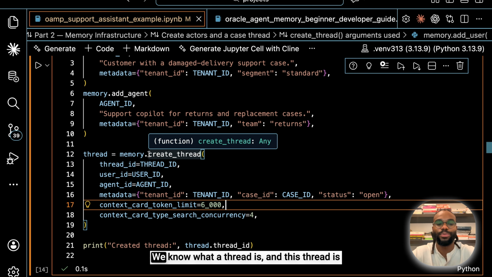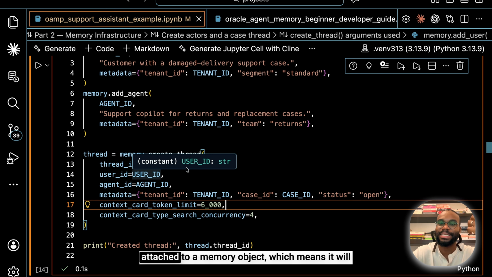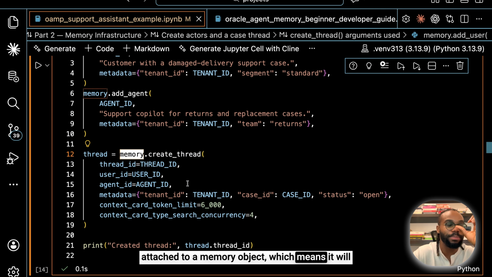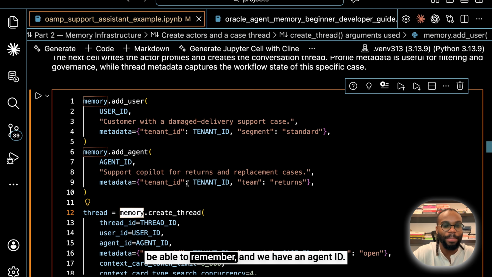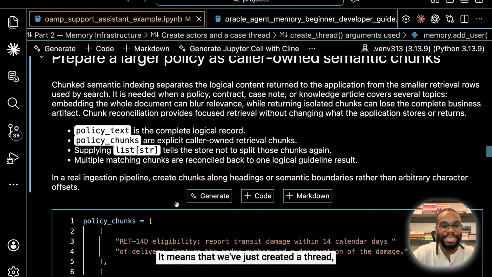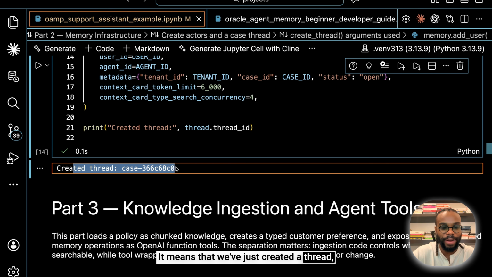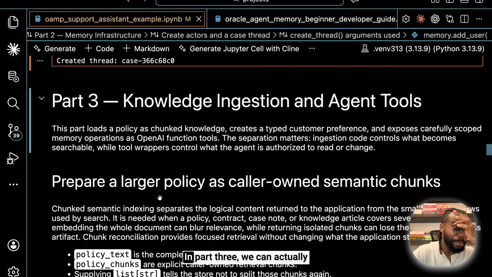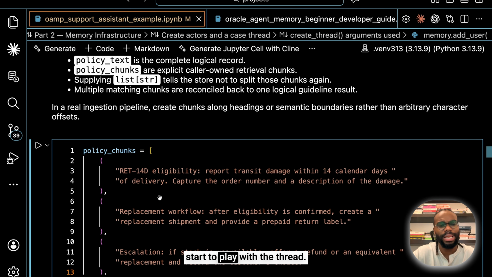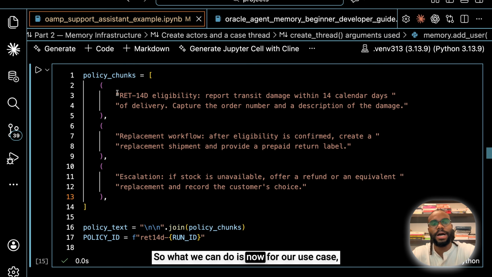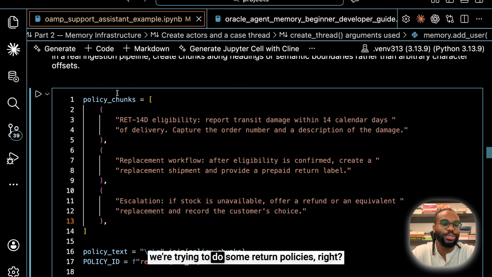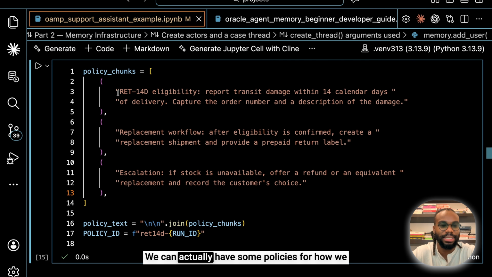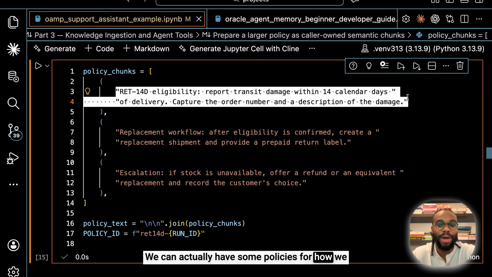Now we have a thread. We know what a thread is, and this thread is attached to a memory object, which means it will be able to remember, and we have an agent ID. So what does that mean? It means that we've just created a thread, case 36668C0. In part 3, we can actually start to play with the thread. So for our use case, we're trying to do some return policies, right? We can have some policies for how we want to handle different statuses of goods.